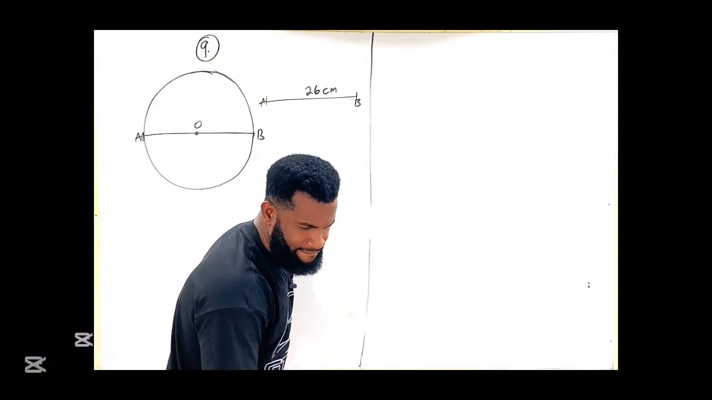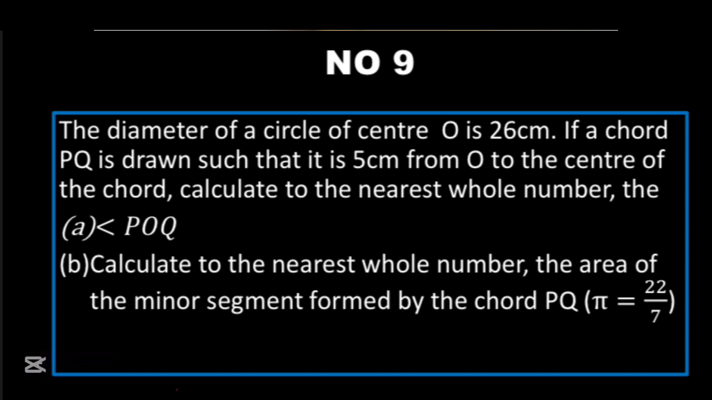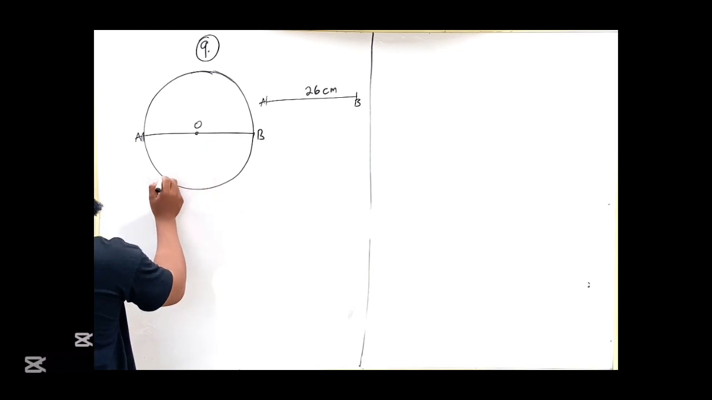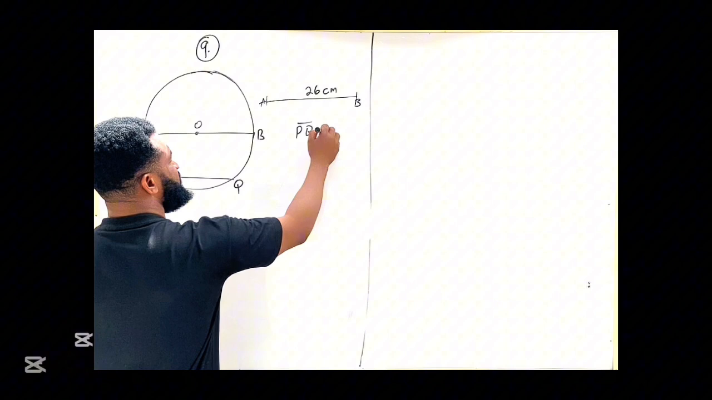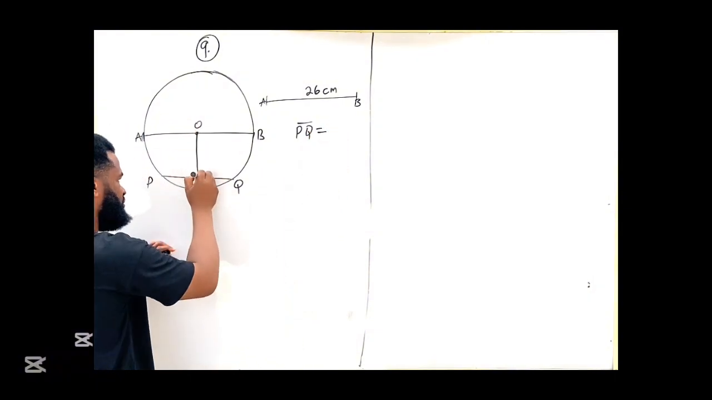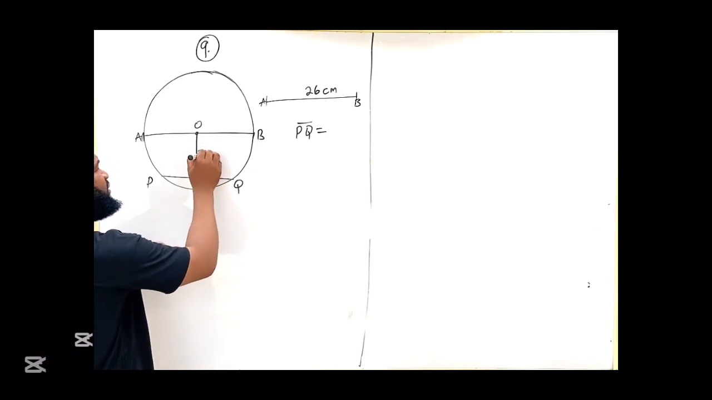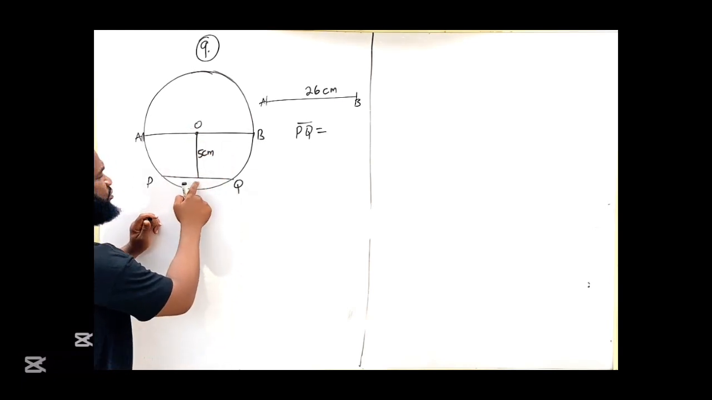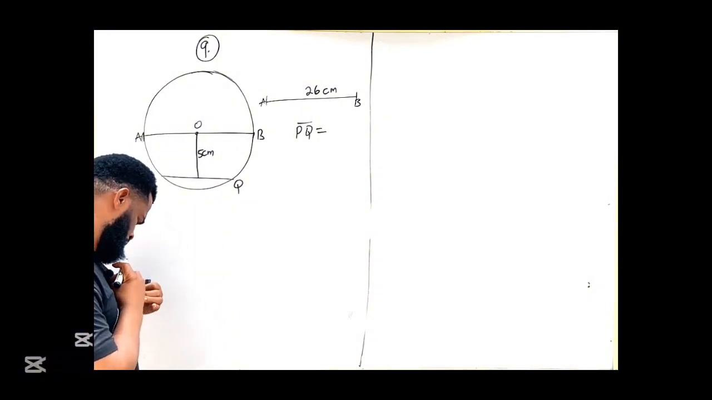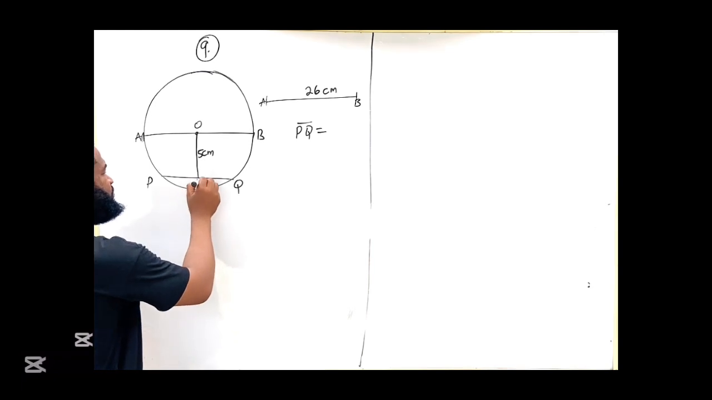If a chord PQ is drawn such that it is 5 cm from the center O to the center of the chord. Okay, so this is from O, and let me draw my own chord. This is PQ, a straight line, and that is a chord. They say from the center to the middle of the chord is 5 cm. All right, so from here to here. This center of the chord, I'm going to label it M.